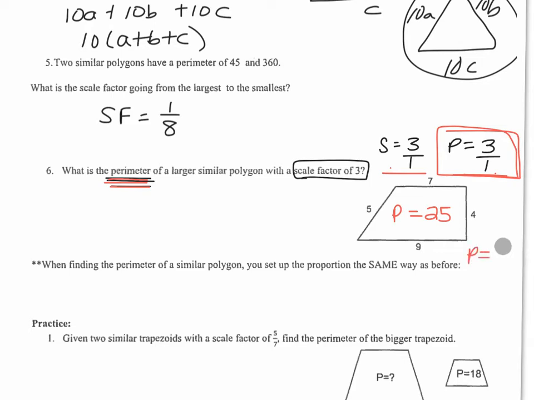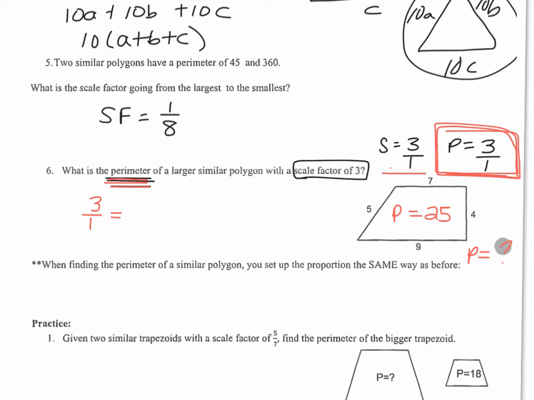I now want to find the perimeter of the big trapezoid. So I do this the exact same way I did it on the other side when I was looking for a missing side. I start with my ratio. The ratio I'm using is my perimeter ratio, so 3 over 1 equals. Now, the bigger number relates to the bigger shape. The smaller number relates to the smaller shape. So go over to this picture here, P equals 25. Was this the smaller shape or was this the larger shape?